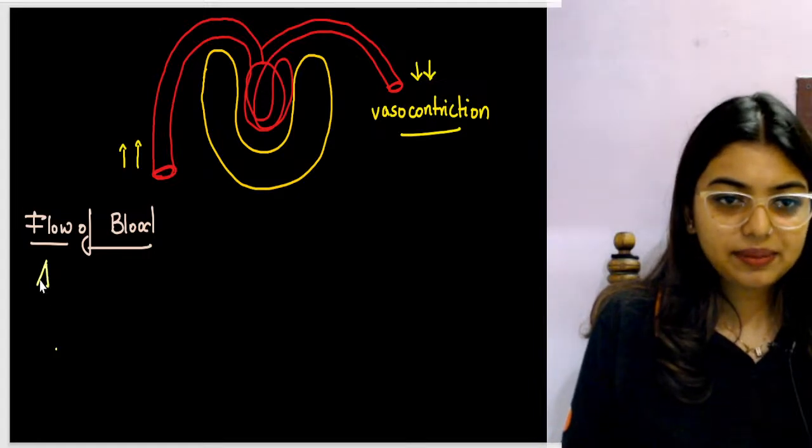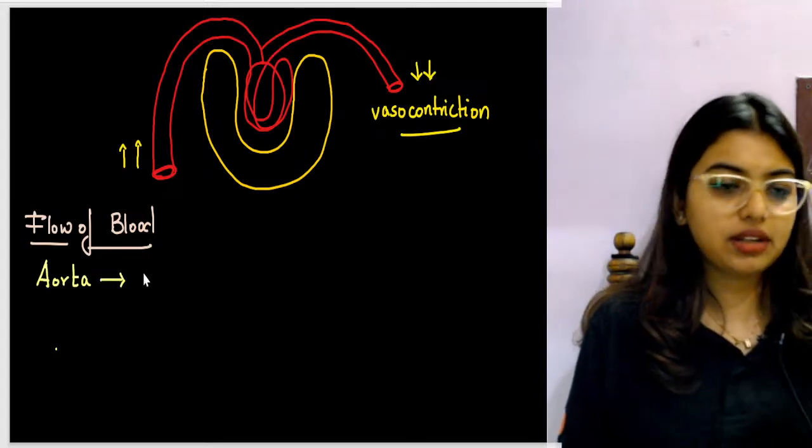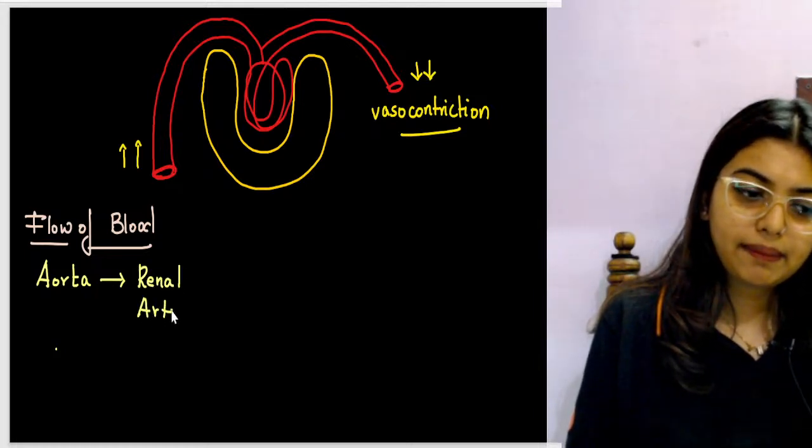So look here. Students, aorta. From aorta, the blood is going to enter into the renal artery.